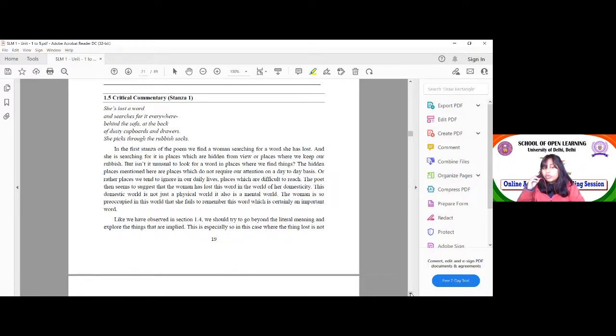The woman is so occupied in her world that she fails to remember this word, which is certainly an important word. She can't remember this word because she's so occupied with this life of domesticity, this life of her house, the duties that she fulfills in her house, that she can't even remember to look outside. All she's doing is looking inside the house.